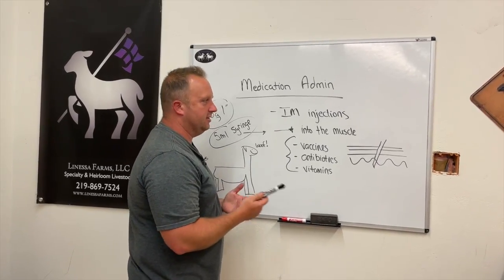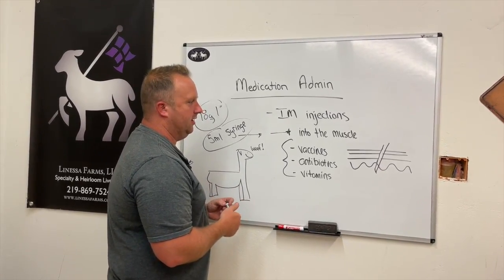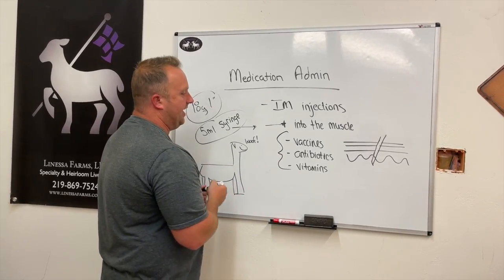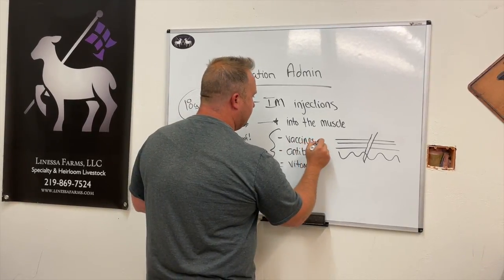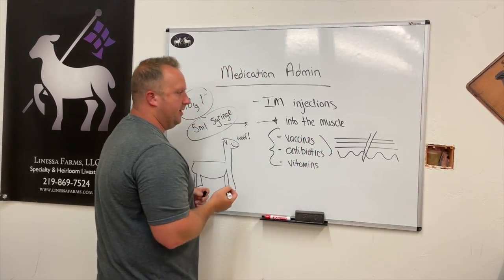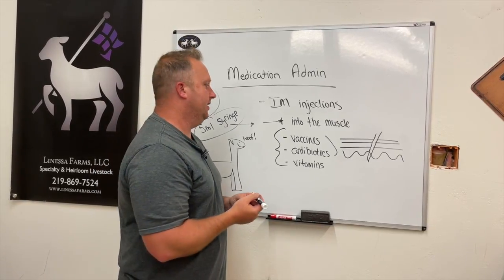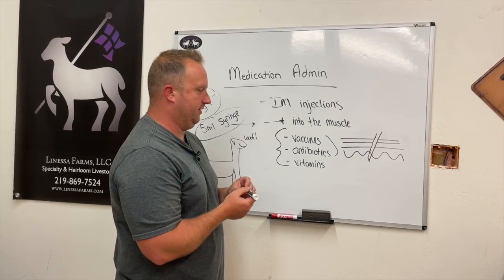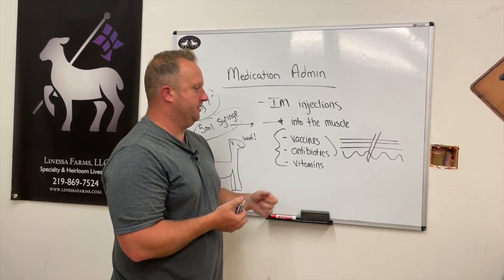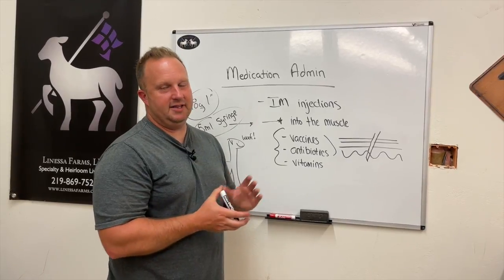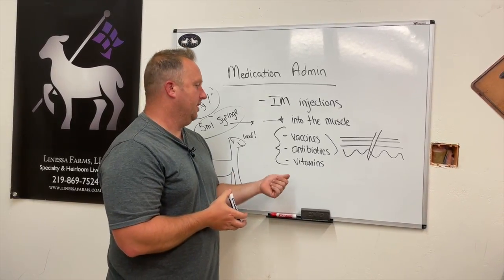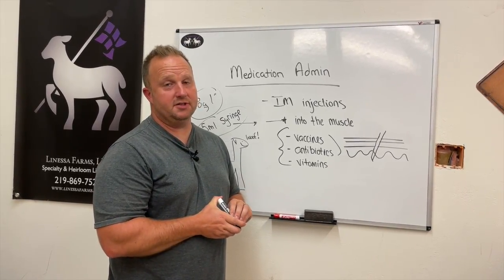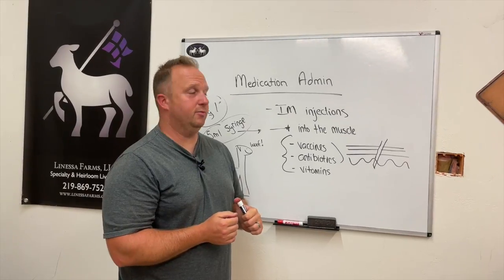Generally, the medications that we're going to see given intramuscularly can be some vaccines, antibiotics, and vitamins. The vaccines and the antibiotics are questionable; some are given IM, some are not. Some will be given sub-Q as well. It just depends on what the manufacturer's directions are. Our vitamins tend to be given IM as well. I guess an honorable mention would be some injectable wormers, such as injectable ivermectin and injectable Dectomax.